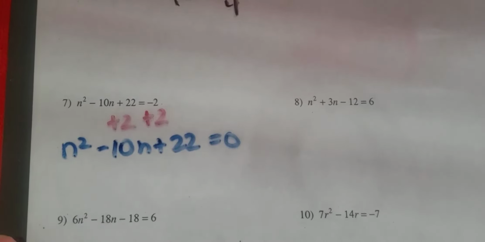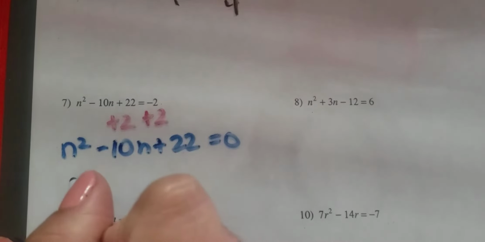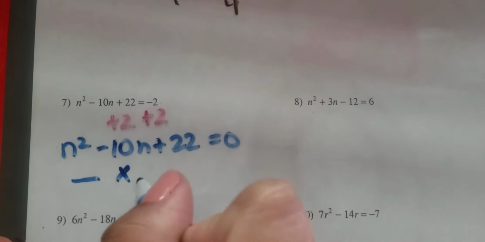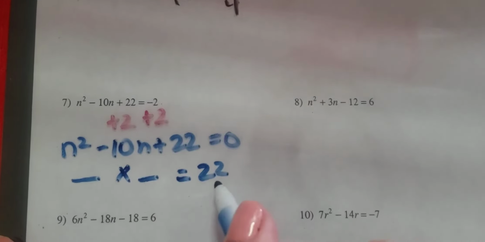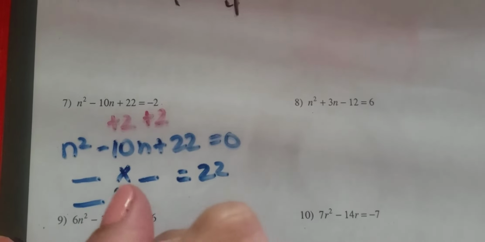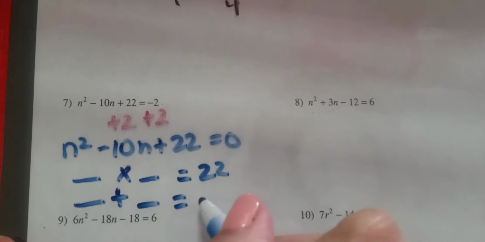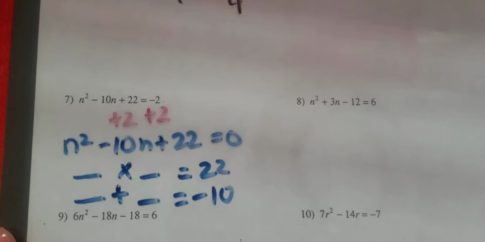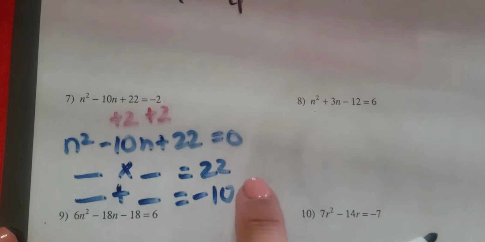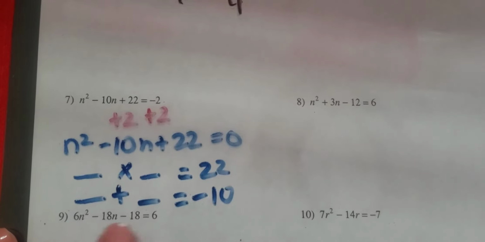I'm going to do it with you just because I know there's going to be some people wondering what I did. You're looking for two numbers that multiply to give you whatever A times C is, and those same factors add to give you negative 10. Can you think of those two numbers? Which two numbers multiply to give a positive 22 and add to give a negative 10?